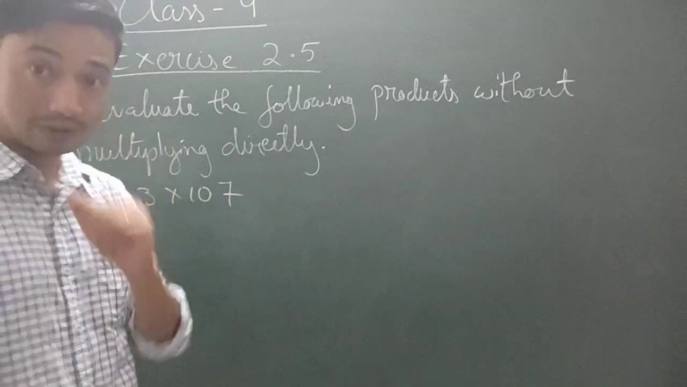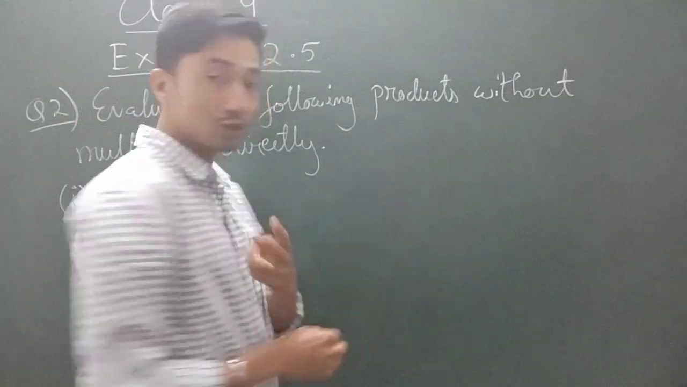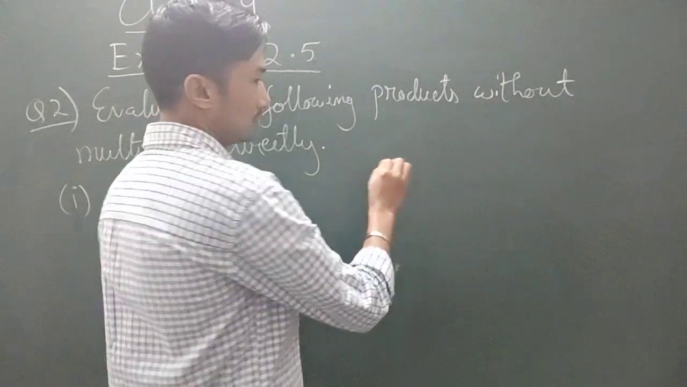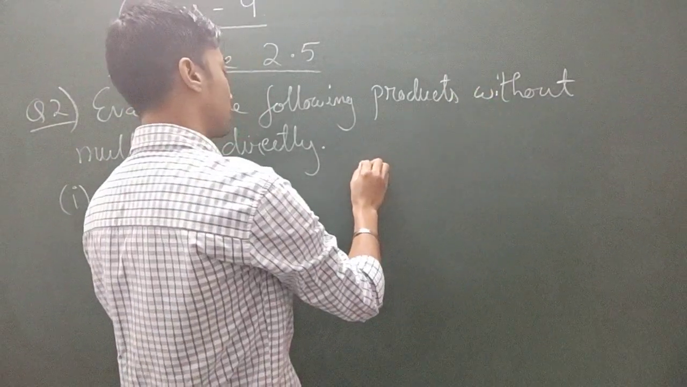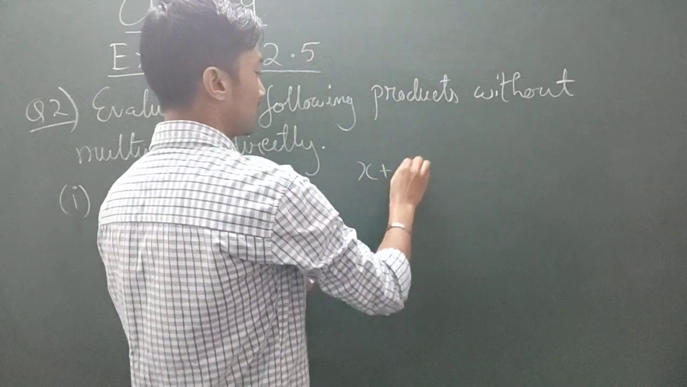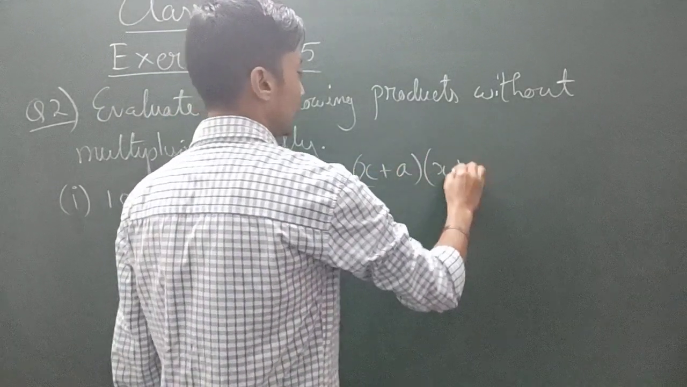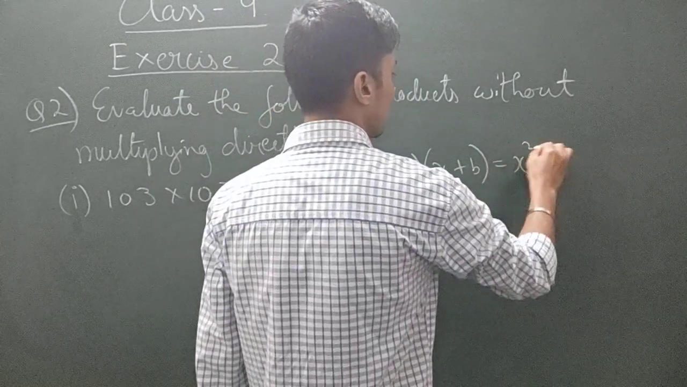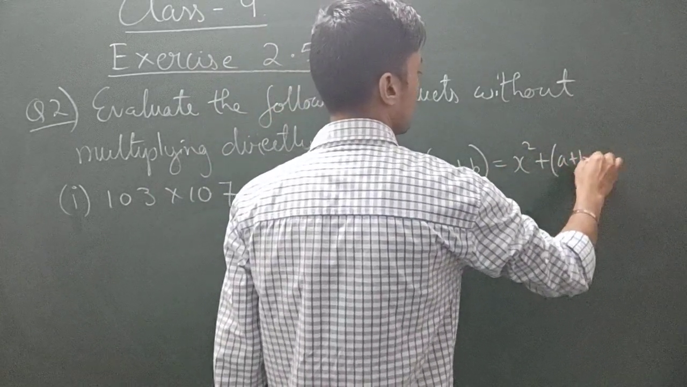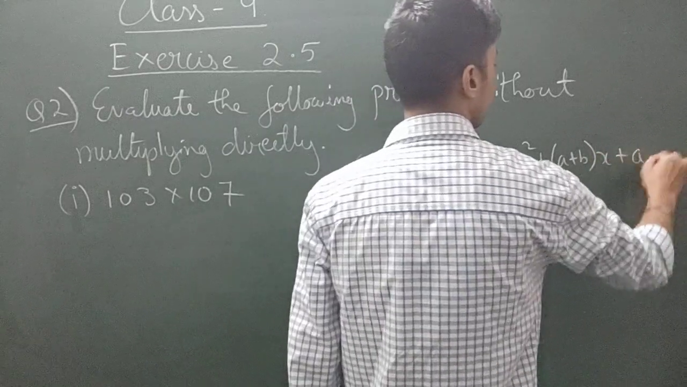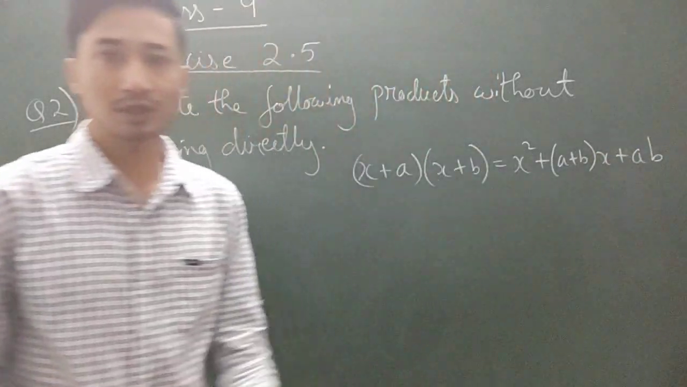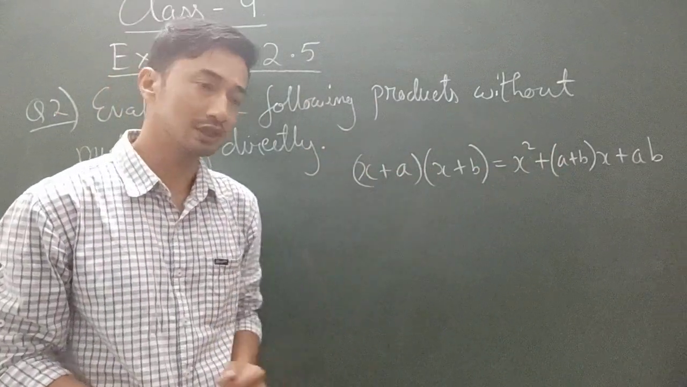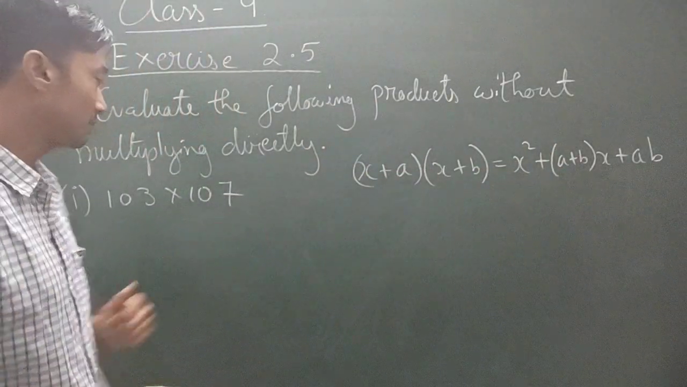Remember that identity? What was that identity? Those two identities that we discussed last class? Yes, it was (x + a) into (x + b) was x squared plus (a + b) into x plus ab. So if you have not watched the previous video, please go back and do watch after this video. So we'll try to do that.